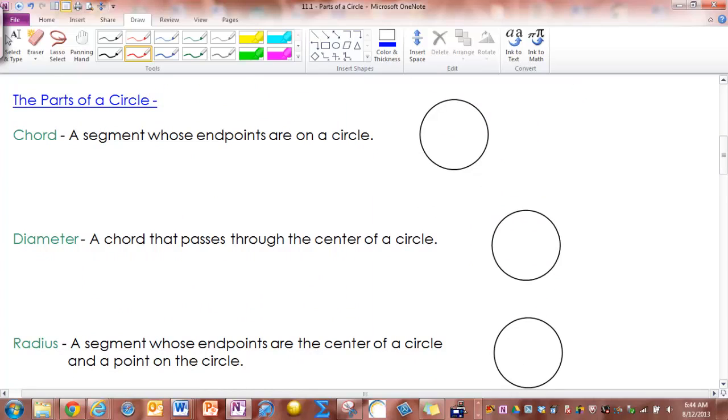Now this begins our definitions, or parts of a circle. The first part of a circle is called a chord. A chord is a segment whose endpoints are on the circle. So here's an example of a chord. I have 2 points, A and B, that are on my circle, and then I connect them with a segment, AB. So remember here, a chord is a segment.